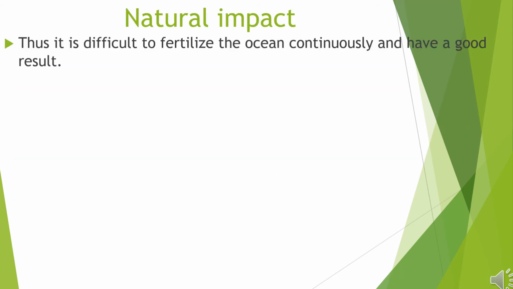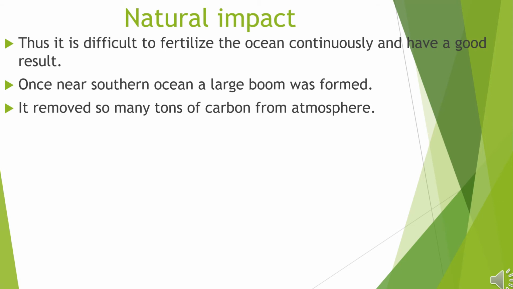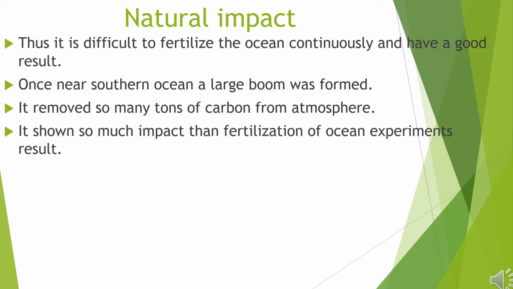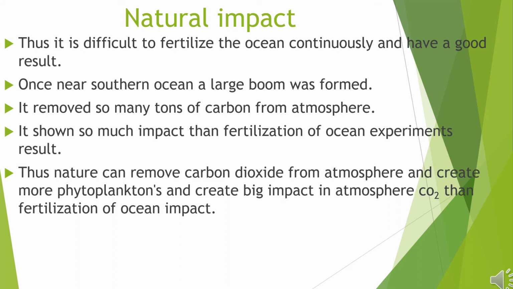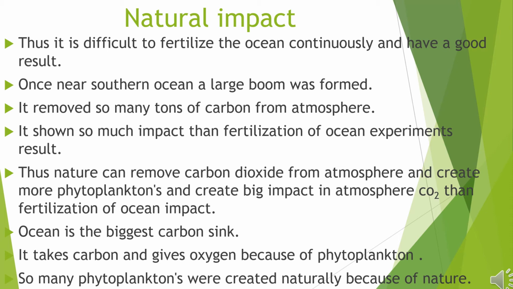Natural impact. It is difficult to fertilize the ocean continuously and do good research. Once, near the Southern Ocean, a large bloom was formed. It removed so many tons of carbon from the atmosphere. It showed so much impact compared with the results of ocean fertilization experiments. Thus, nature can remove carbon dioxide from the atmosphere and create more phytoplankton, with a bigger impact on atmospheric CO2 than ocean fertilization. The ocean is the biggest carbon sink. It takes carbon and gives oxygen because of phytoplankton. So many phytoplanktons were created naturally by nature.